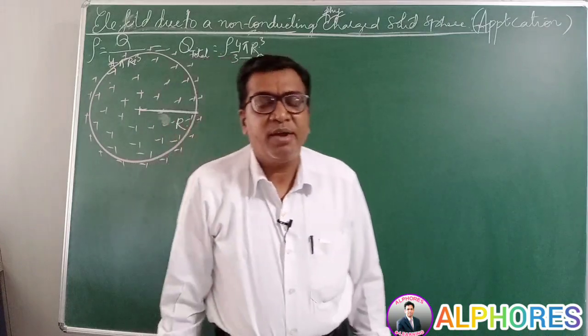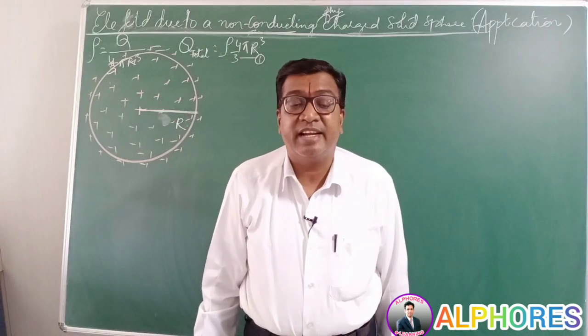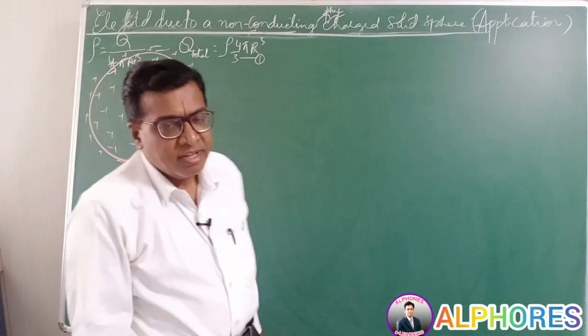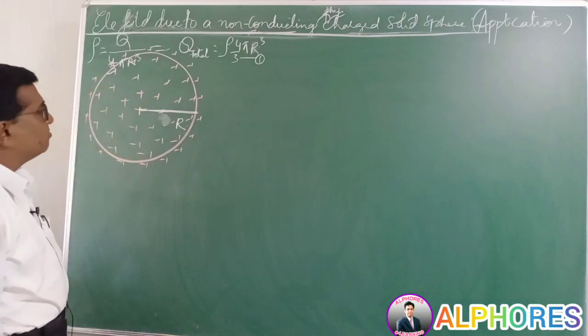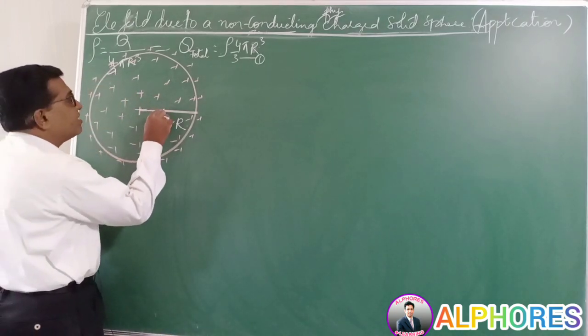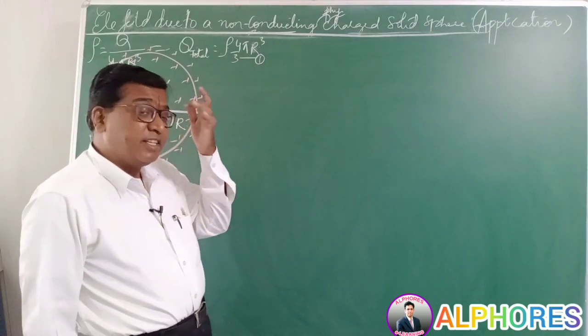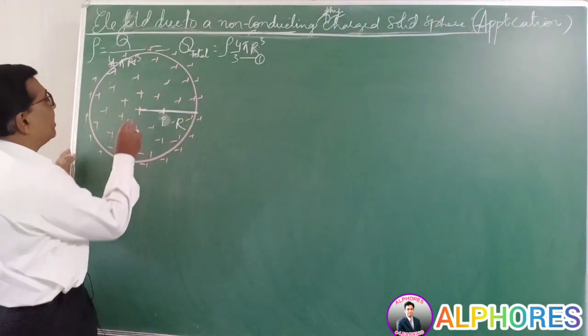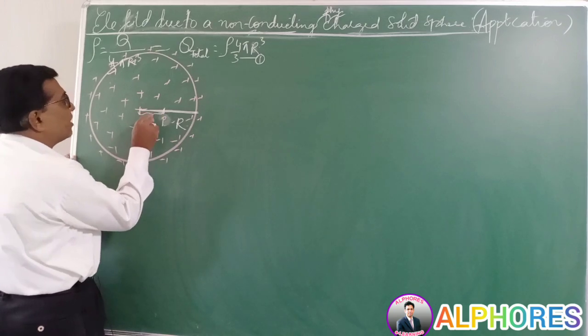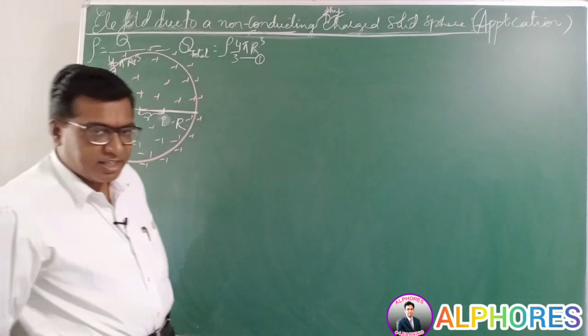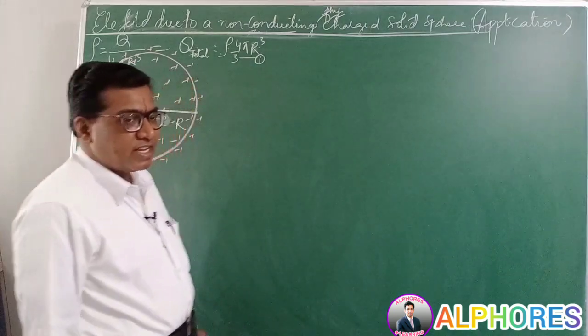Well, now I want to find the electric field at any inside point. At a point inside the sphere, suppose the point is somewhere here. He is asking to find the electric field at the point P inside the sphere at a distance small r. What is the electric field at that point? This is the question he is asking you.